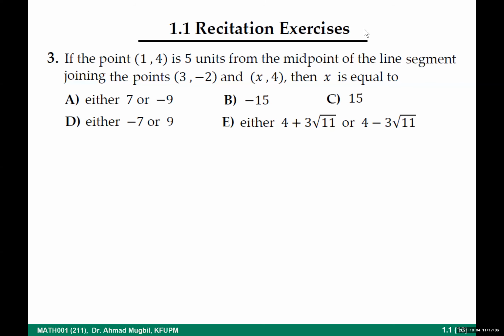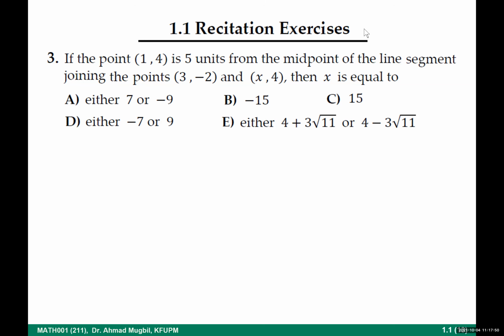Do you think that it is D? What is D? -7 or 9. Tell me about the plan. What is the plan? What did you do? I add 5 to the point (1, 4). You add 5. Why did you add 5 to the point (1, 4)? It's from the midpoint, 5 units from the midpoint. So are they on the same line? No. You should read the question carefully. Who sketched it? You can solve it without plotting the points, but I think if you roughly sketch the graph, you may understand it better.